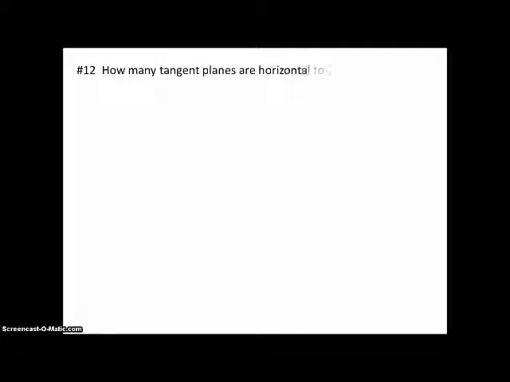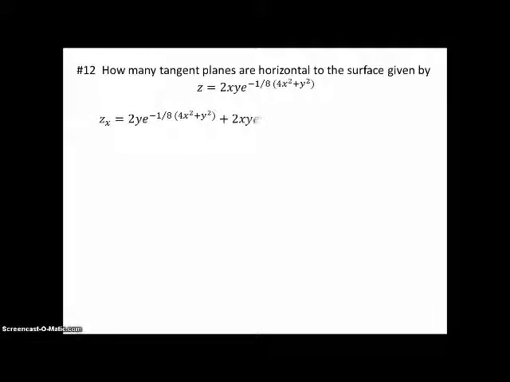Number 12. How many tangent planes are horizontal to the surface given by this expression? Okay, so here we go with the partial derivatives again. Here we have to use the product rule, using 2xy as the first function and the e to that quantity as a second function. And so the derivative with respect to x of 2xy is 2y, and then we leave the e quantity alone, and then we add 2xy times the derivative of the e quantity, which is the e quantity times its derivative with respect to x. So it's -1/8 times the derivative of 4x squared, which is 8x.